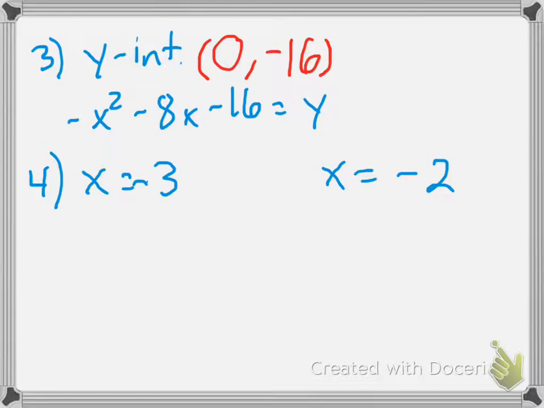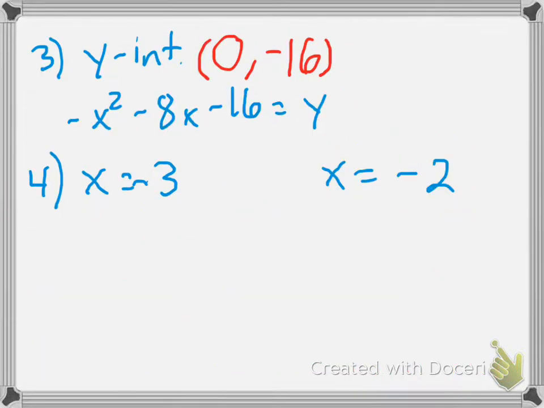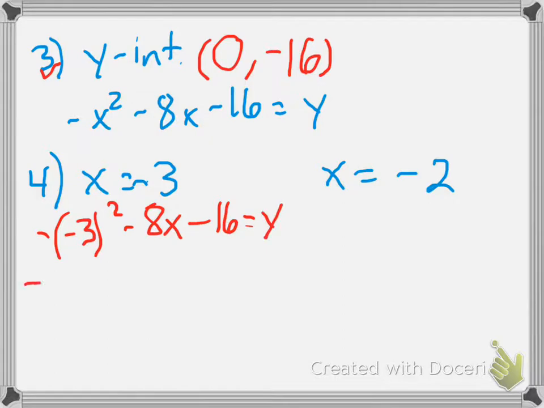So we found our axis of symmetry, we found our vertex, we found our y-intercept. Now let's choose 2 extra points. I chose x equals negative 3, x equals negative 2. Negative 3 squared minus 8x minus 16 equals y. Negative 3 squared is positive 9. Oops, this is a 3. Negative 8 times negative 3 is a positive 24. Minus 16 equals y.